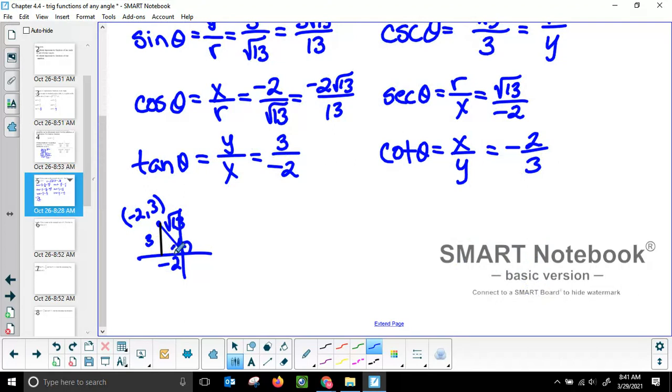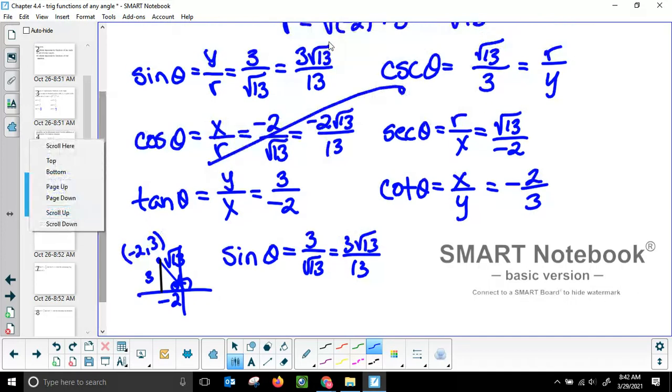Well, now if we think of this interior angle as theta, we can just use SOHCAHTOA. So sine of theta is equal to the opposite over the hypotenuse. So 3 over root 13, which is 3 root 13 over 13. So we get all of the exact same answers.